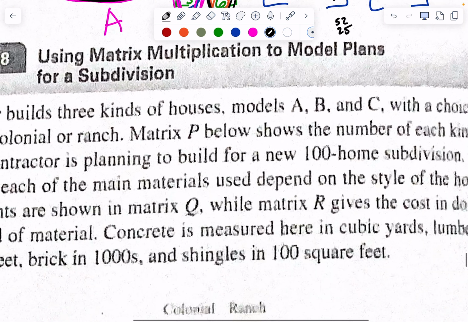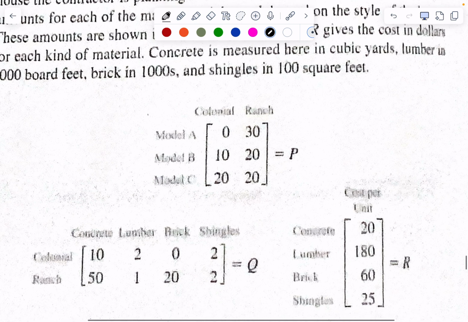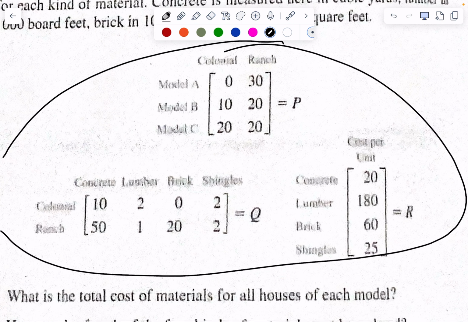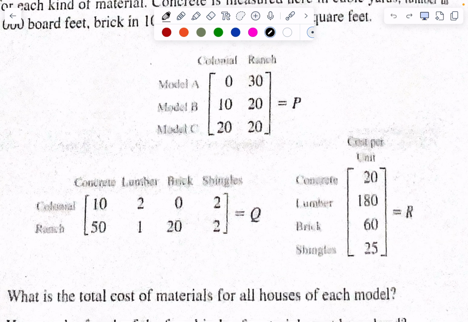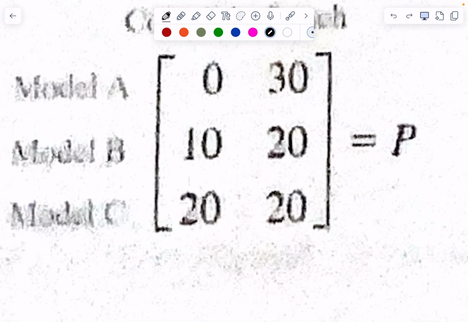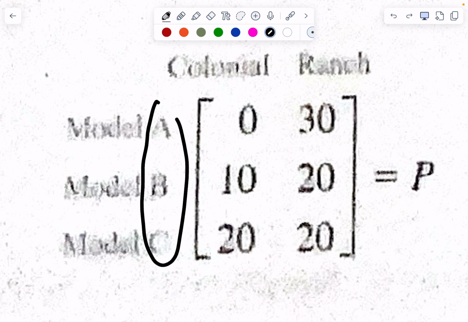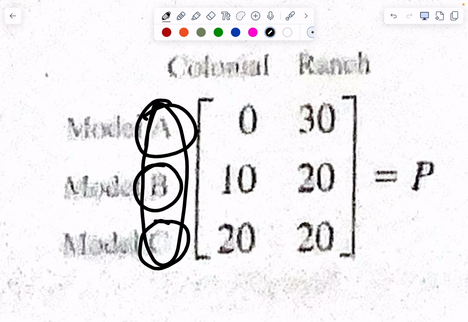Good, good. Okay, let's do this one down here. All right, so yesterday we kind of read through this, but here's the gist. Look at these three little matrices down below here. In the top one, we have some options. This carpenter is building houses that are different models, so different floor plans. We have a floor plan A, a floor plan B, a floor plan C. And then we have colonial style houses versus ranch style houses.